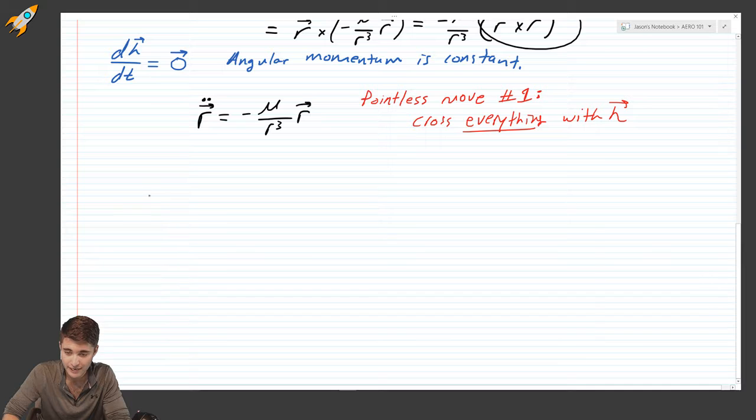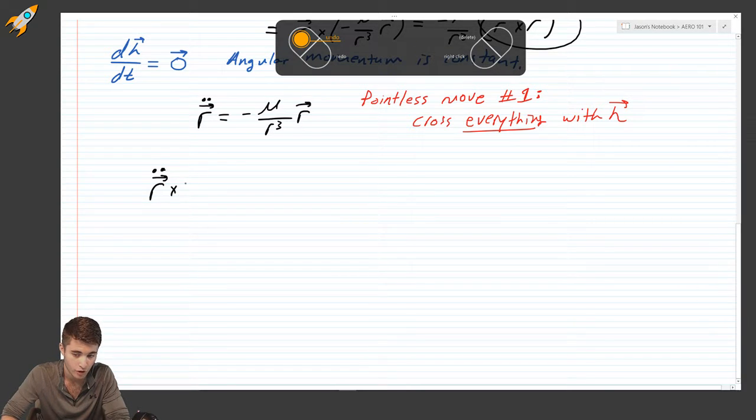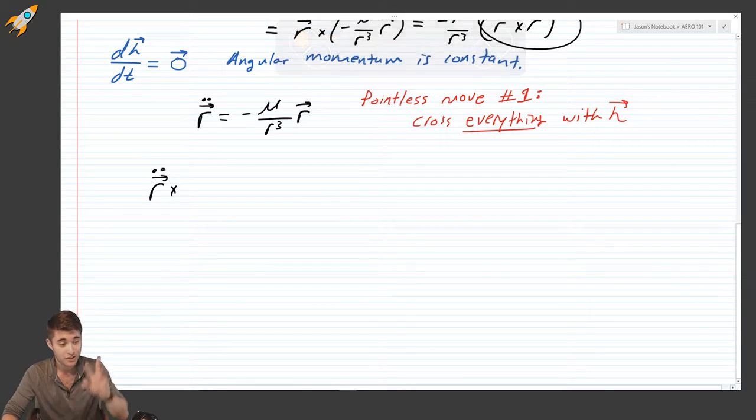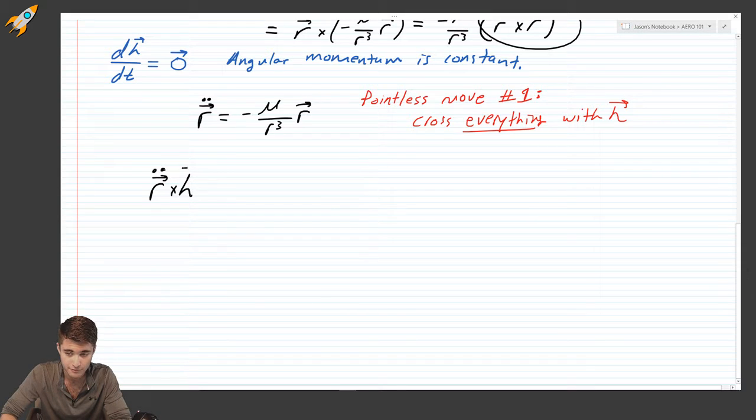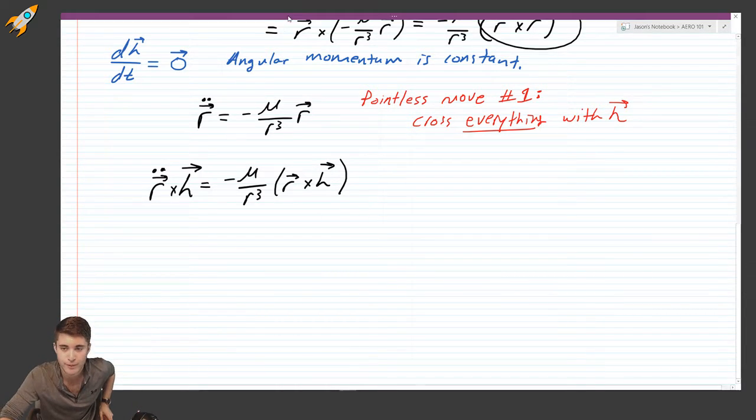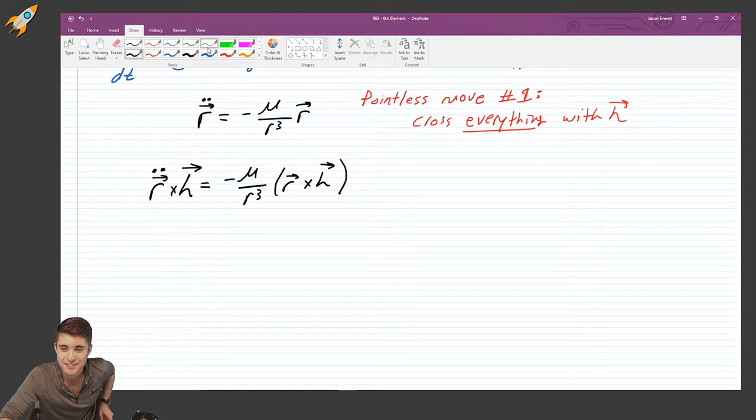So that means we have this. Our r double dot, and again this notation is two time derivatives of the position vector. You've got position, velocity, acceleration, so that's acceleration. Crossed with the angular momentum vector is equal to negative mu over r cubed, r cross h. We're just crossing the whole thing with h. Why? Don't worry about it. We are going to denote, yada yada yada.